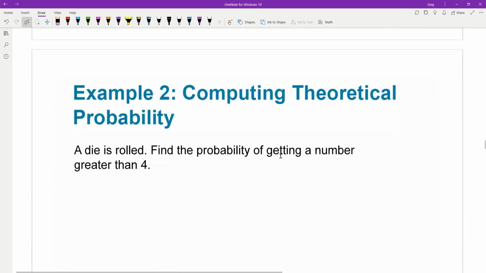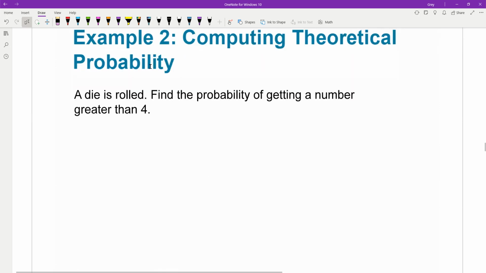All right, let's look at example 2, computing a theoretical probability. A die is rolled. Find the probability of getting a number greater than 4. When you roll a die, you've got 1 through 6. How many of those numbers are greater than 4? 5 and 6. So the probability of a number greater than 4 would be 2 out of 6, which becomes 1/3. Sometimes they want it as a fraction, but obviously that would be 0.33 if you need to round accordingly.